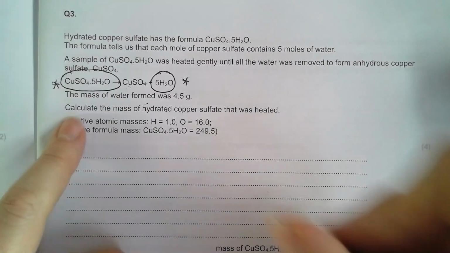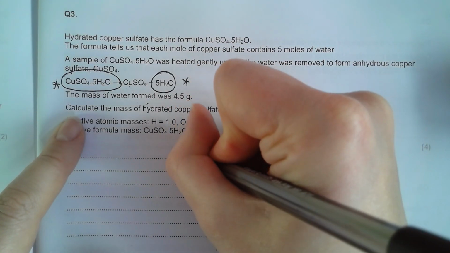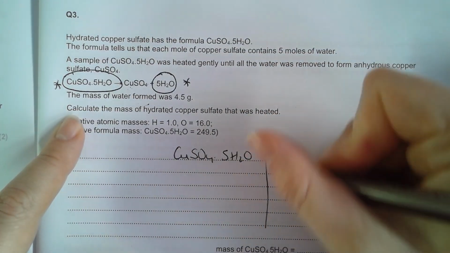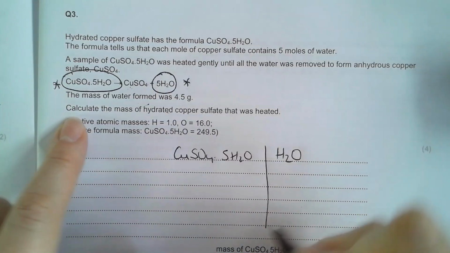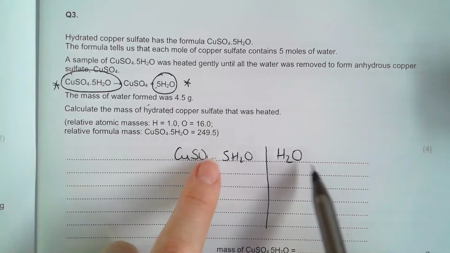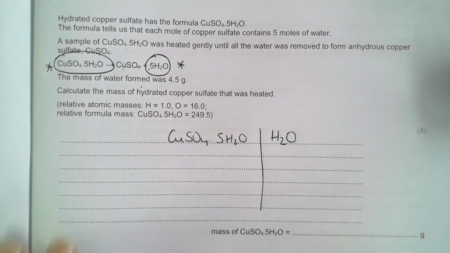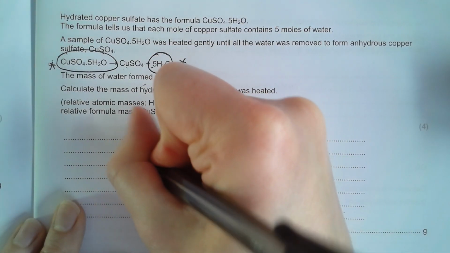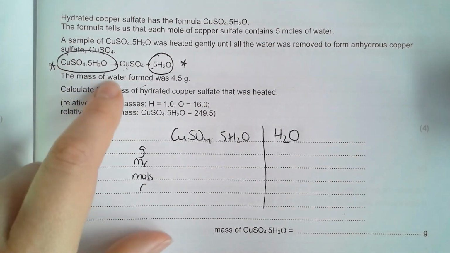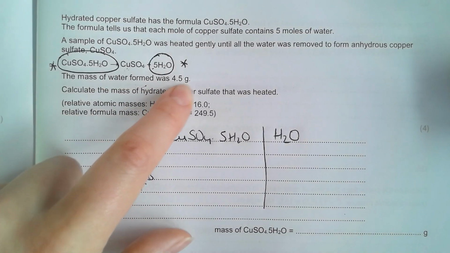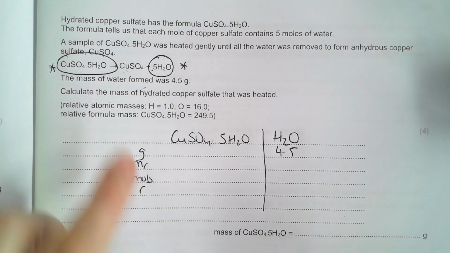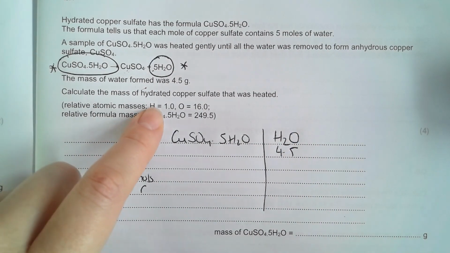And what I'm going to do is I'm just going to put these things straight into my table. CuSO4.5H2O. You copy it exactly, and then you put your H2O. So I haven't brought my big number with me, but I've taken the formula exactly as it is. I'm just copying. And then down the side, G, Mr, moles, and ratio. Now, the G they've given me is for water, the mass of water. So the 4.5 goes with the water. The Mr for water, I'm going to have to calculate.